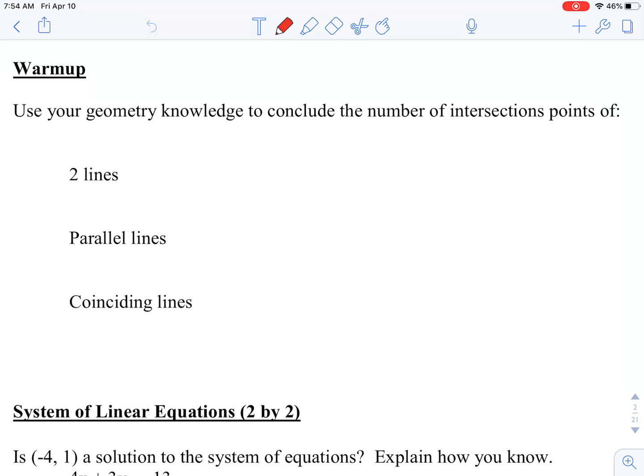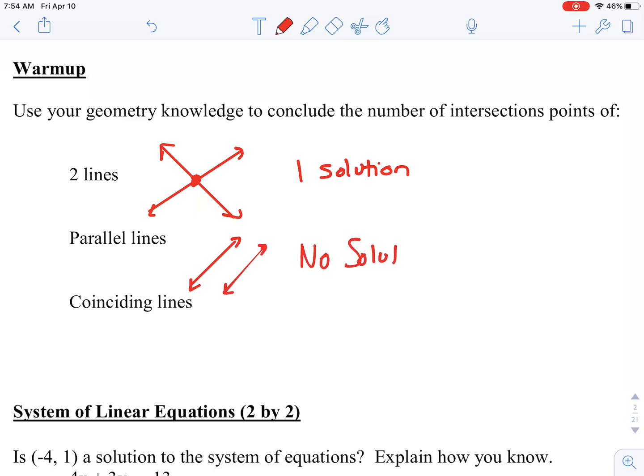Welcome back. When we do an intersection of two lines, we will have how many solutions? Just one solution. Parallel lines, because they're parallel, they do not intersect, so we will have no solution.